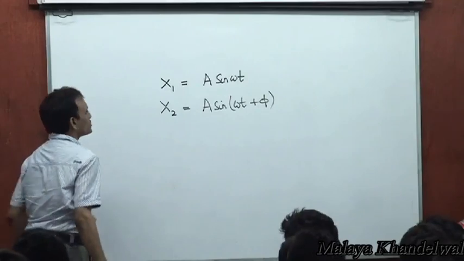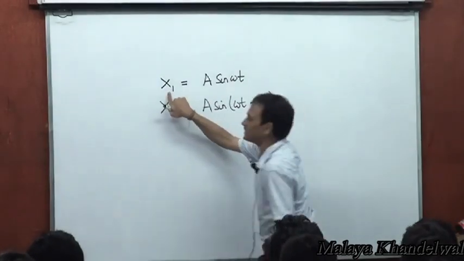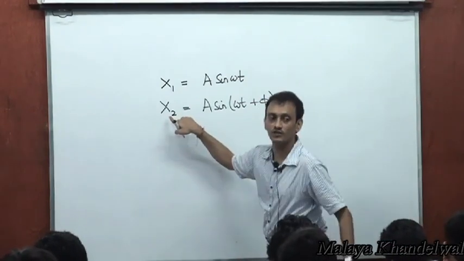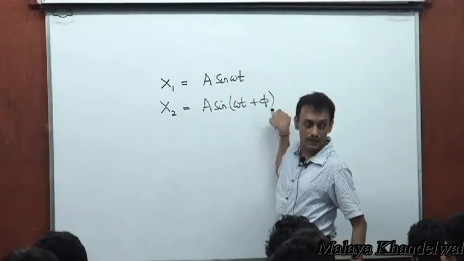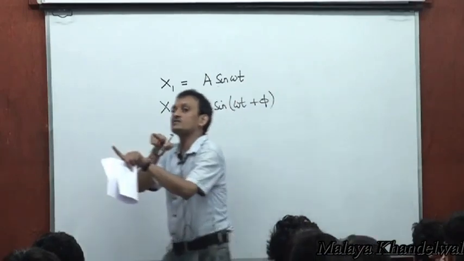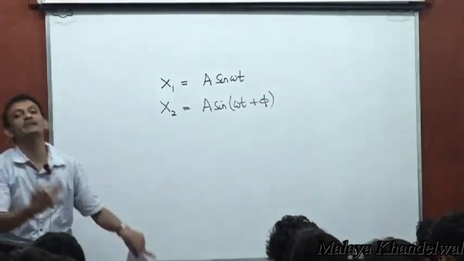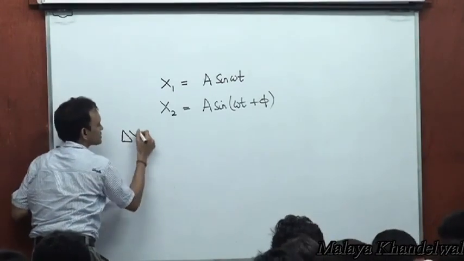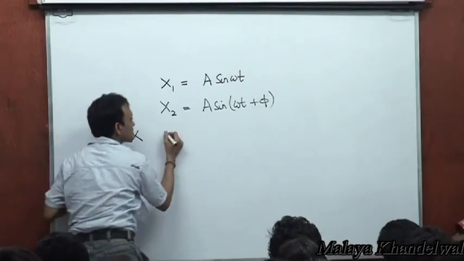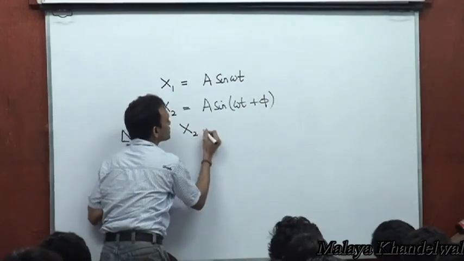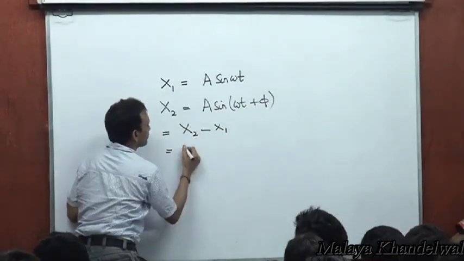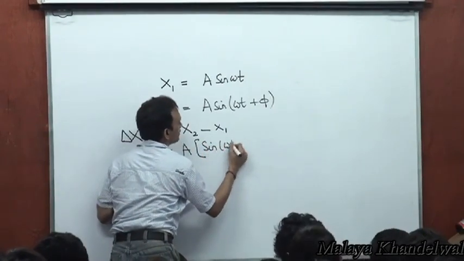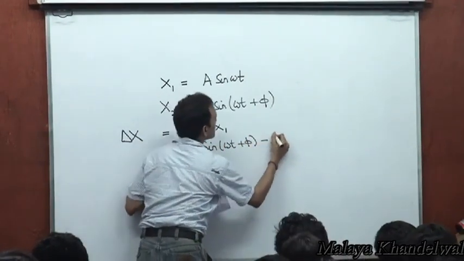Alright. So at any given instant of time, the displacement of one particle is given by x1 equal to this, and at the same instant of time, the displacement of the other particle is given by x2 equal to this. So the separation between the two particles is going to be x2 minus x1, right? So delta x, the separation, is x2 minus x1, which is a sine omega t plus phi minus sine omega t.